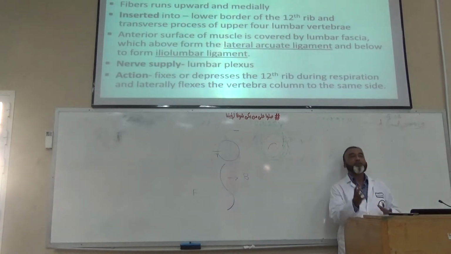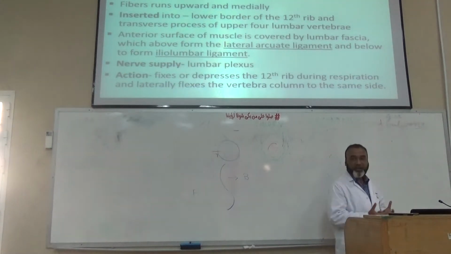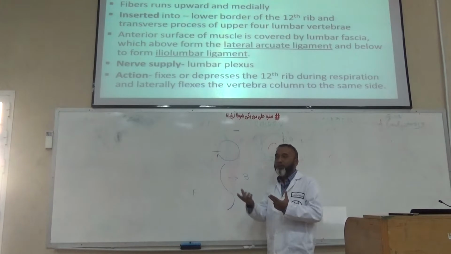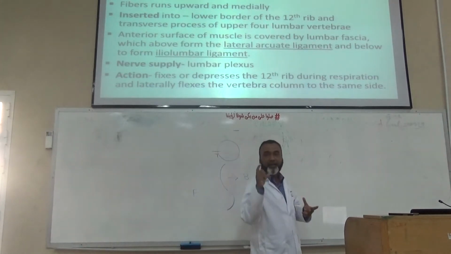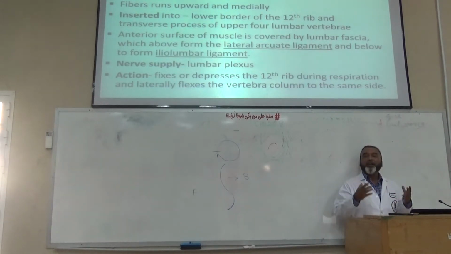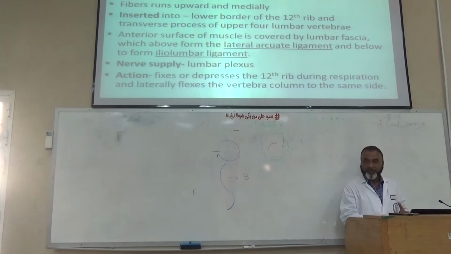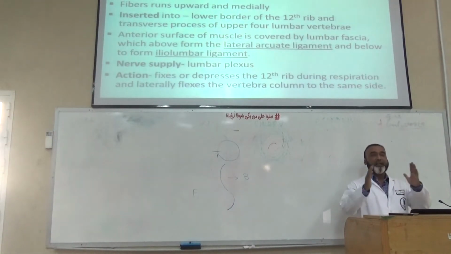Now both the psoas major and the quadratus lumborum muscle, they are covered by the fascia. And this fascia over the psoas major muscle is from the medial arcuate ligament, and over the quadratus lumborum muscle, it is from the lateral arcuate ligament. Is it clear? Because psoas is towards the midline, and laterally we have the quadratus lumborum muscle.